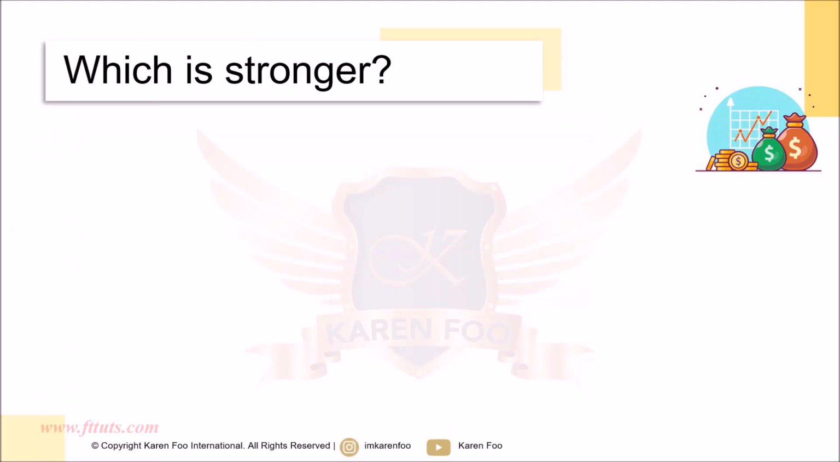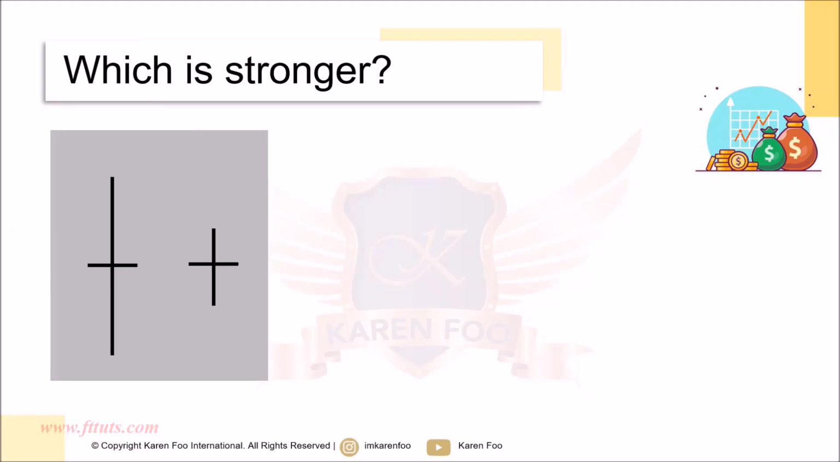So if I ask you, based on these two patterns, which one is stronger? The first one or the second one? The answer would be the first one, because longer wicks indicate higher indecision. Shorter wicks indicate very little indecision.